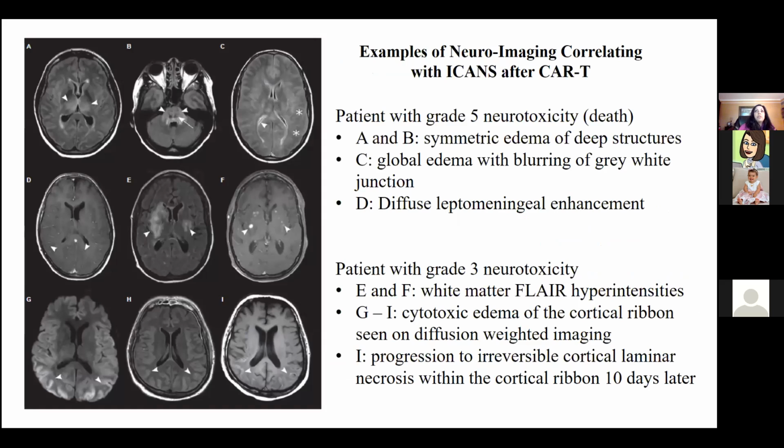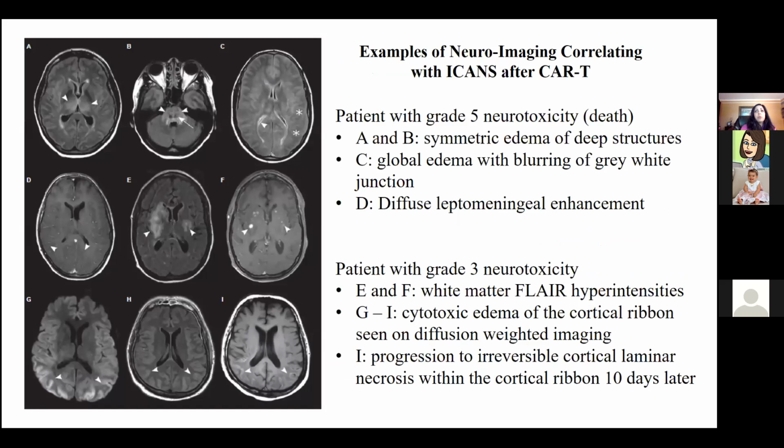These are some examples of the neuroimaging that is correlated with ICANS. These are in some of the patients in some of the early clinical trials where a few patients did die of cerebral edema. So in panels A and B, you can see some of the edema in the deep structures. In C, you see global edema. You see diffuse leptomeningeal enhancement in picture D there.